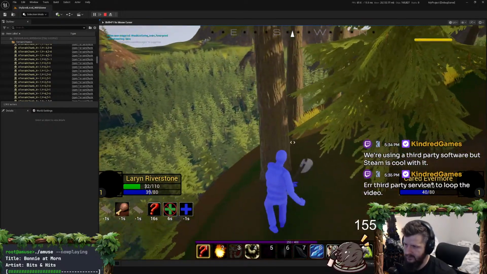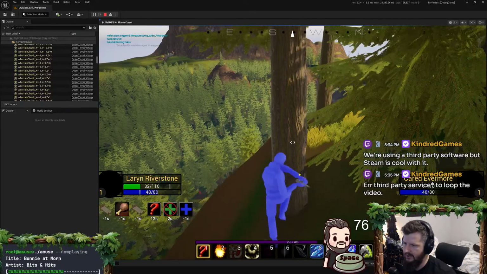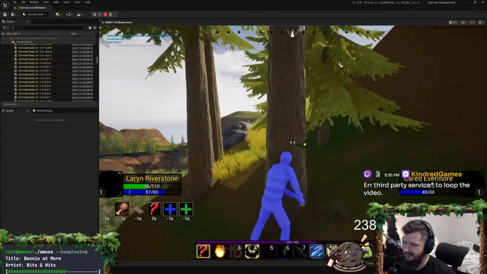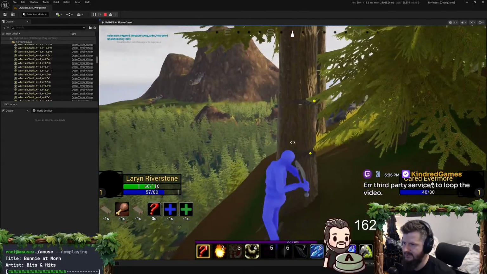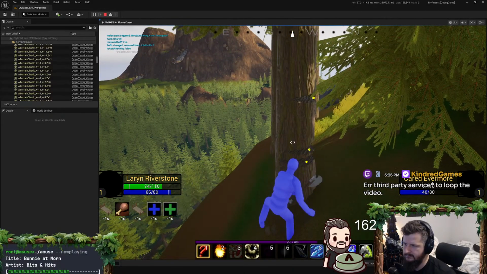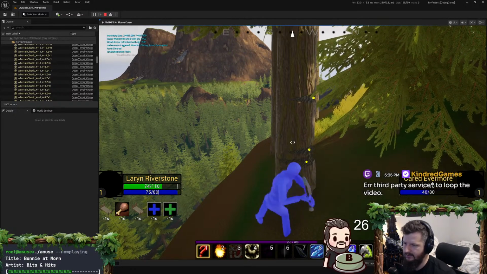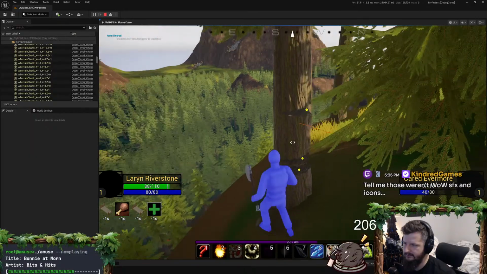We got dynamic tree chopping, so we can chop these trees, and wherever the axe makes contact, if my shoddy homemade animation works, there we go, it deforms the tree at that location, and eventually it'll put some wood into your inventory. There we go.